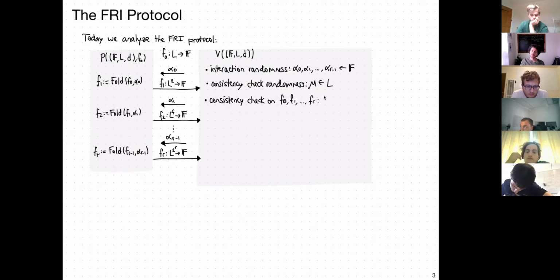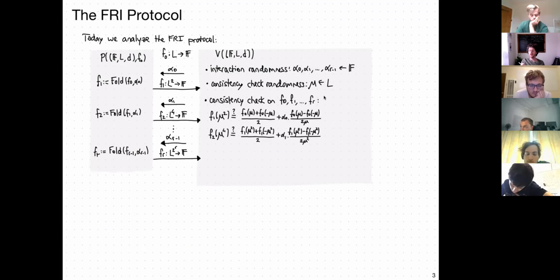So what does it mean? We take a random point in L, and we check whether the condition of the folding, which we showed is exactly how the folding looks like, holds for mu squared, like whether this folding was done correctly. And then we take the same element and we check whether it holds for mu to the fourth, and so on and so forth. And maybe notice here that the function f is defined over L.